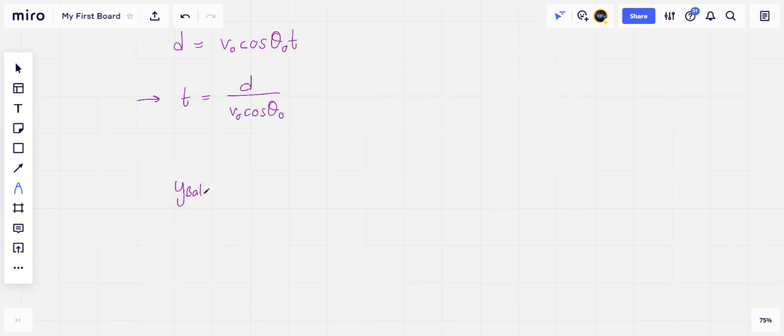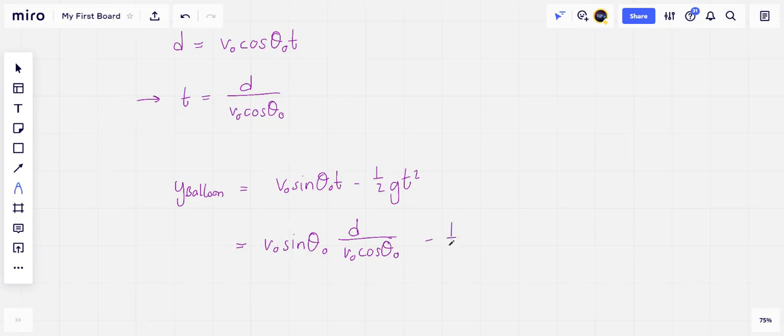So the y displacement of the balloon is equal to v naught sine theta naught times t minus a half g t squared, which is v naught sine theta naught times the expression for t, which is d over v naught cosine theta naught, minus a half g times, again, the expression for t, d over v naught cosine theta naught, squared.